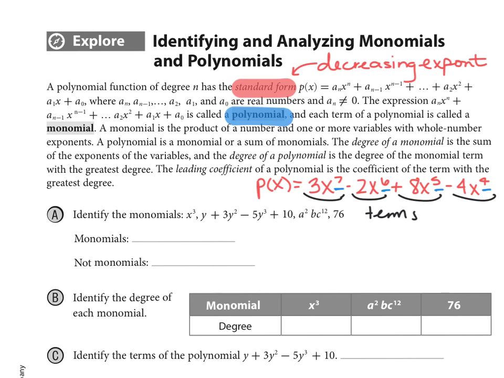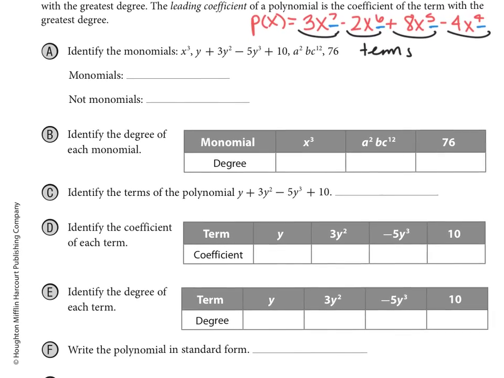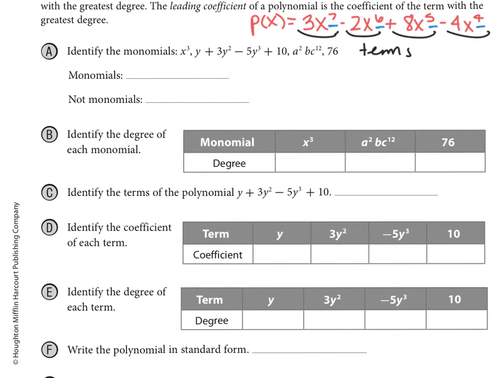So if we start identifying, this will probably be the easiest way to make sense of all of that vocabulary. So identifying monomials, they've given us a whole list of things here. Which ones are the monomials? And I'm just going to circle x to the third, that's a monomial. All of this right here, a squared b, c to the 12th, that's a monomial. See, it's all squished together like one piece.